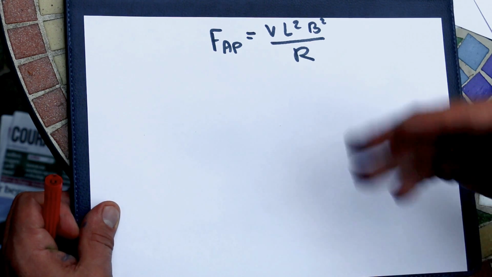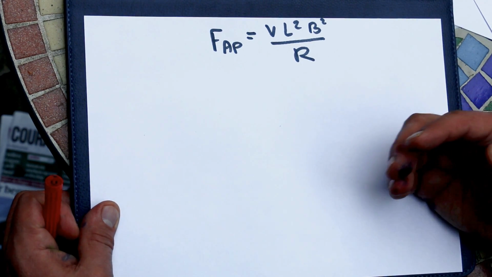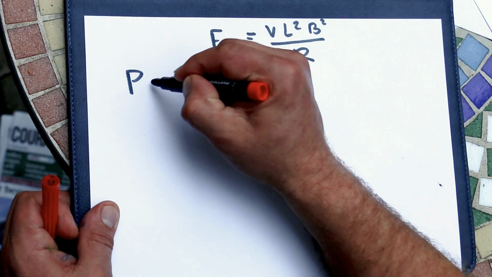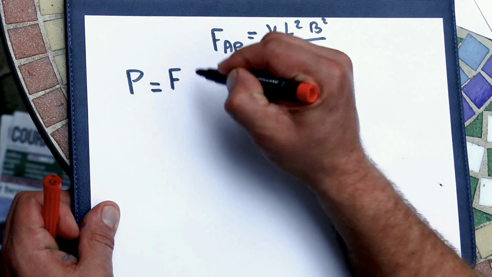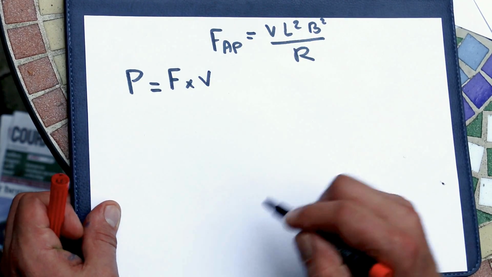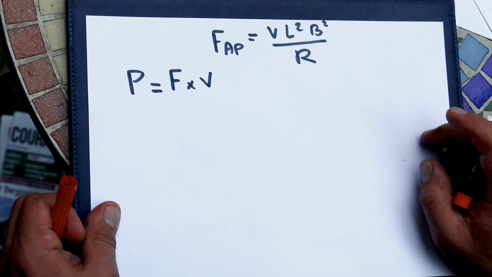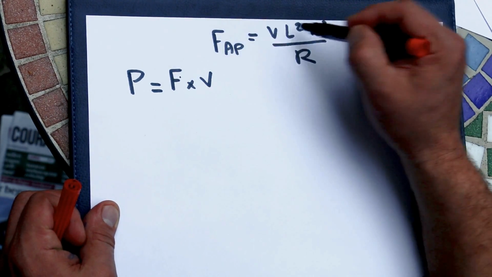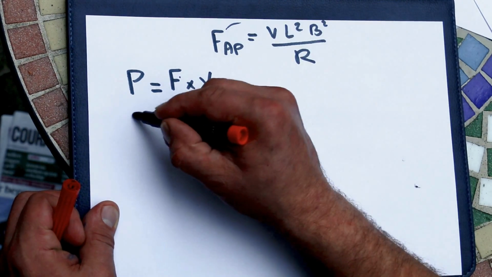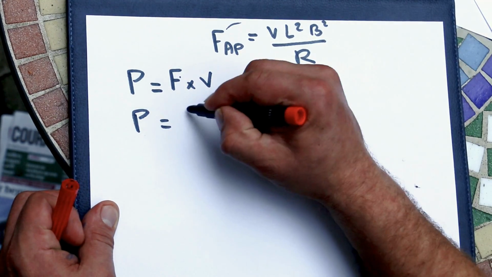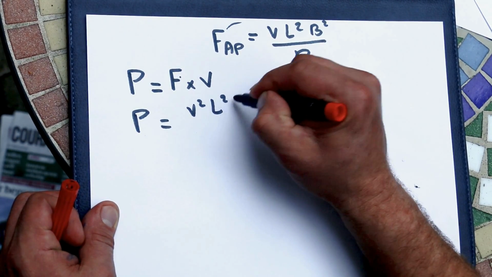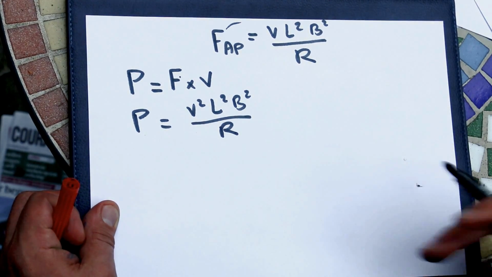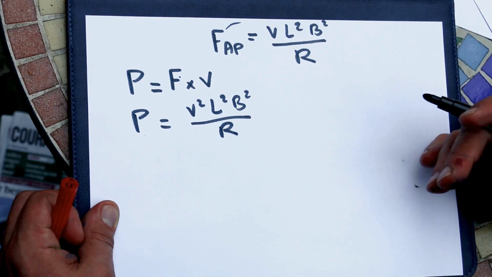Now, the power provided by the actor of the force will be P equals F times V. Do you remember this formula? This is part of your mechanics program. So if I replace F by the applied force, I get P equals V squared L squared B squared on R. And that is the power applied, the power given to the system.